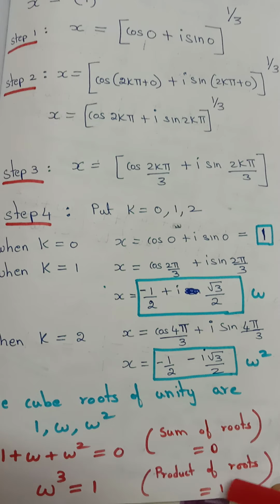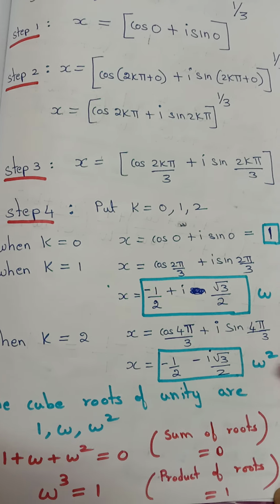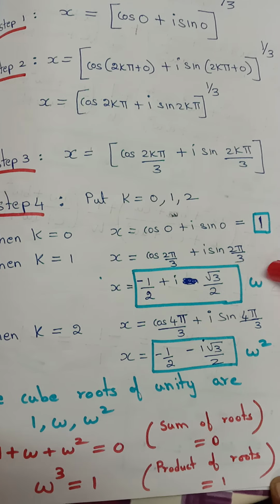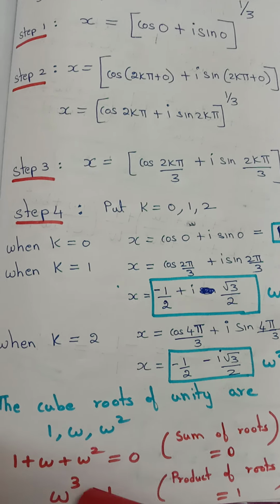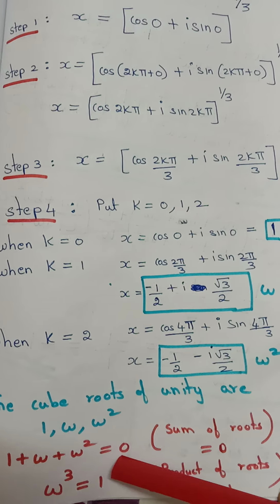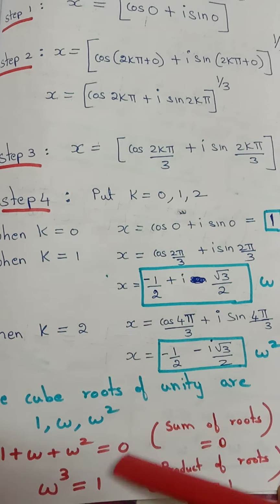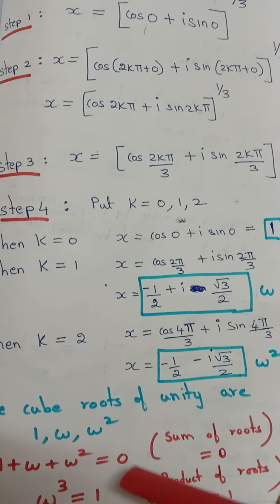Similarly, the product of the roots is 1. So 1 into omega into omega square. When we multiply 1 into omega into omega square, what will you have? Omega cube. So this is another result which you should know, memorize. Omega cube is equal to 1. So please note these two results, with which we will be doing our exercise problems.